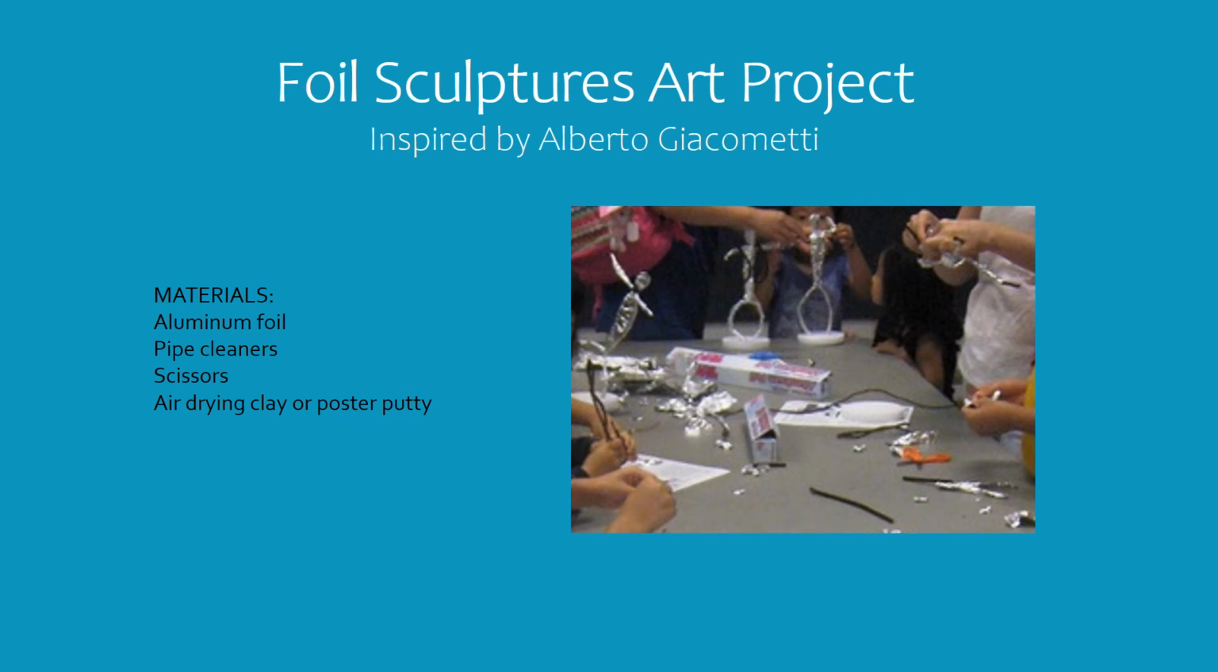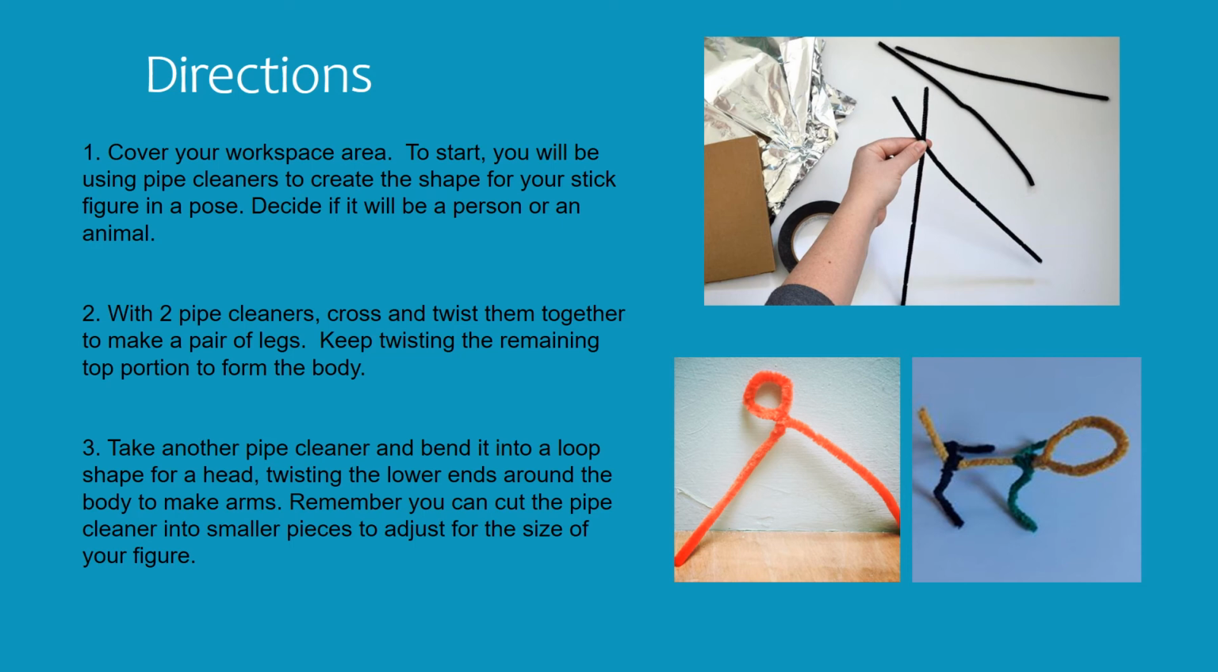Our at-home art activity, inspired by Alberto Giacometti, is a foil sculptures art project. Materials you will need: aluminum foil, pipe cleaners, scissors, some air drying clay or poster putty. Getting started. First, cover your workspace area. To start, you will be using pipe cleaners to create the shape for your stick figure in a pose. Decide if it will be a person or an animal.